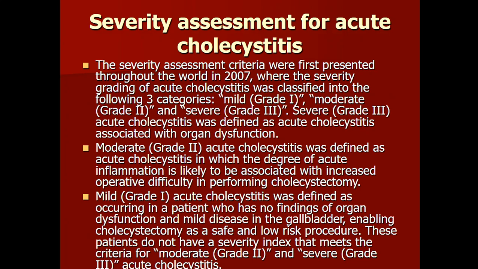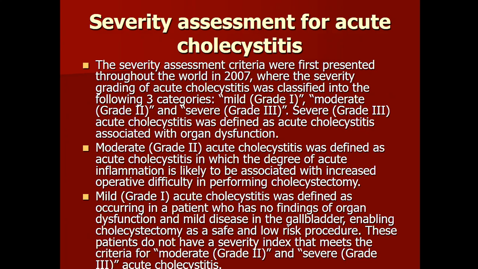Severity assessment criteria were first presented in 2007, where the severity grading of acute cholecystitis was classified into the following three categories: mild, that's grade 1, moderate, grade 2, and severe, grade 3. Severe acute cholecystitis was defined as acute cholecystitis associated with organ dysfunction.